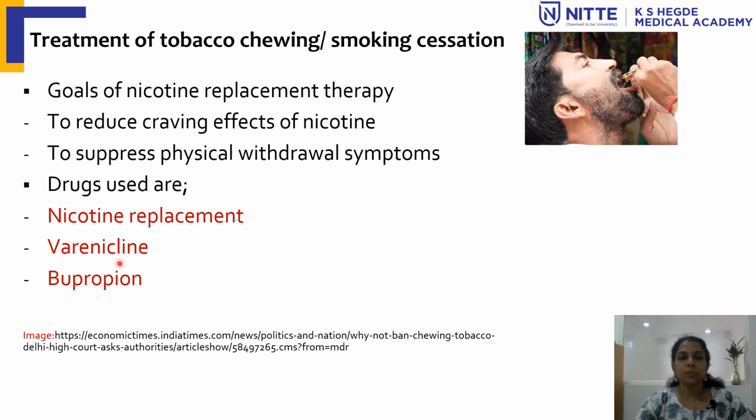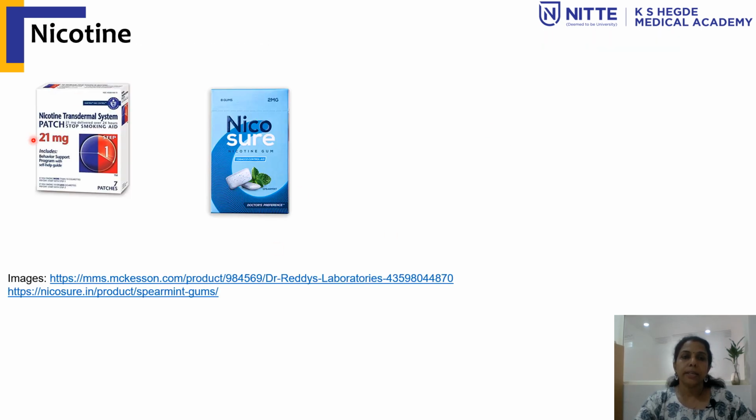Another drug preferred is a partial agonist of the nicotinic receptor, that is varenicline, and then bupropion, which is an atypical antidepressant. You can see here nicotine transdermal patches that can be applied over the thighs, chest, lower arm, and so on.